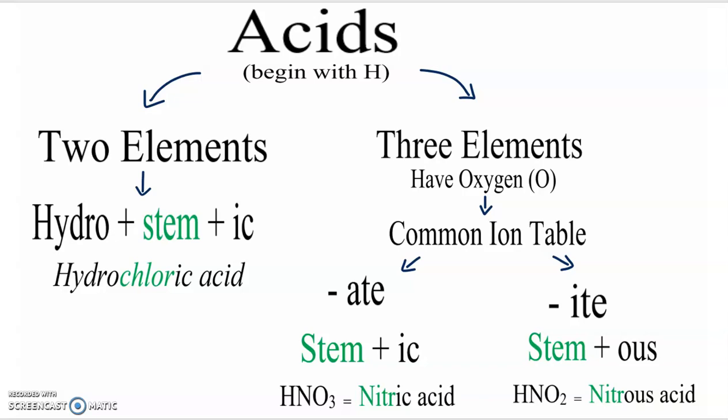Again, if I have ite, however, so if I have nitrite or NO2, I take the stem of the anion again, and I add ous. Ite goes with ous, ate goes with ic. One way to remember this is to use the phrase, I ate something and got sick, and that will help you remember what goes with what.